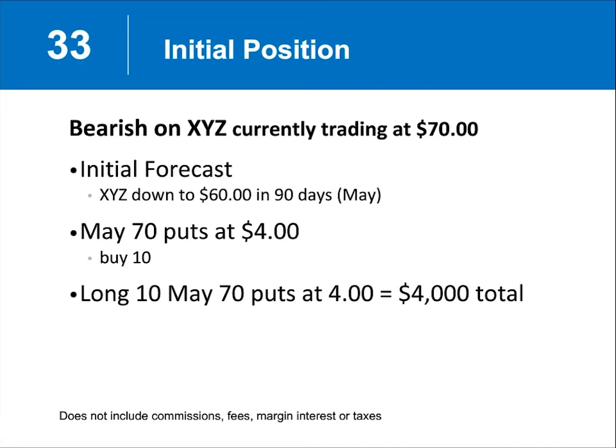Here, our initial position, we're bearish on XYZ stock. It's trading at 70 right now. We think the stock's going down to 60 in 3 months' time, so we look out to May when our forecast time frame is telling us the stock will hit that level. And we see that the May 70 puts are trading for $4, $400 each. We buy 10 of those for an investment of $4,000.